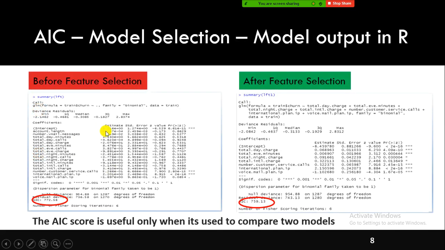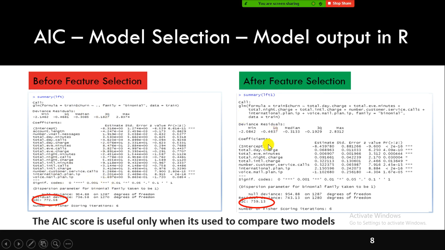So here, what you see is the logistic regression model summary in R. This is the one I printed in R. I printed the summary of the logistic regression. I used the same model and did the feature selection. After I did the feature selection, you can see only 6 or 7 features are there here, whereas in the first model I included all the features. After including all the features, I could see that the AIC is 772.